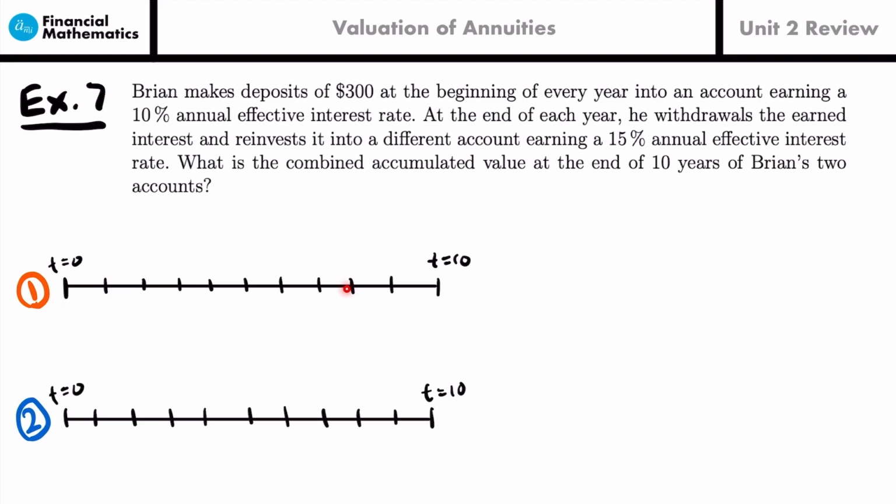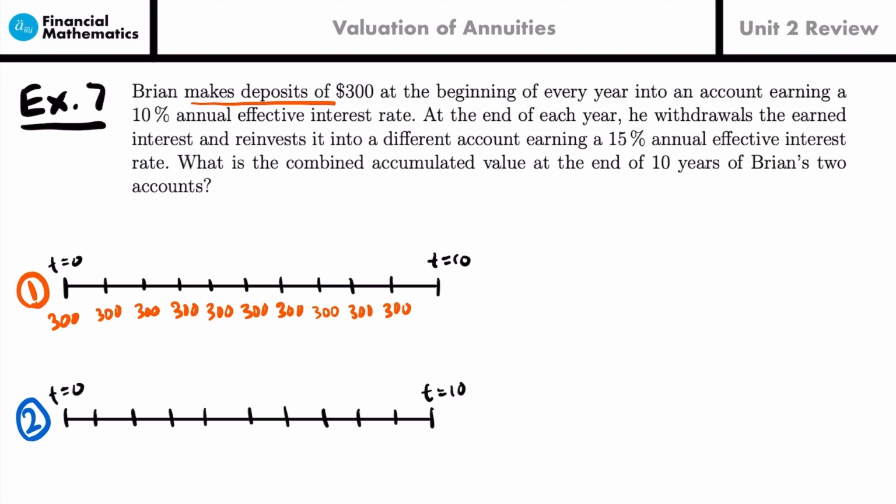Now for the first account, Brian is making deposits of $300 at the beginning of every year. So let's write that in here. At the beginning of every year, so that means starting at time equals 0, because that would be the beginning of the first year, we're going to have $300 there, and then $300 at the beginning of every succeeding year. So we have $300 at the beginning of every year for 10 years. Okay, so that means we have 1, 2, 3, 4, 5, 6, 7, 8, 9, 10 payments of $300.